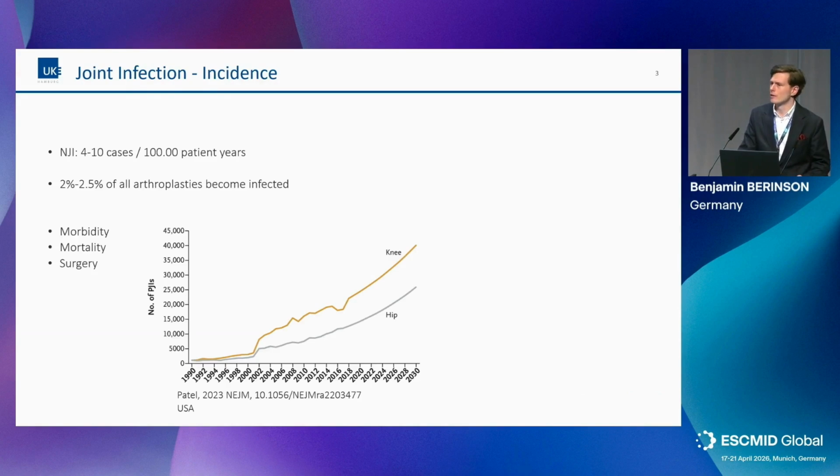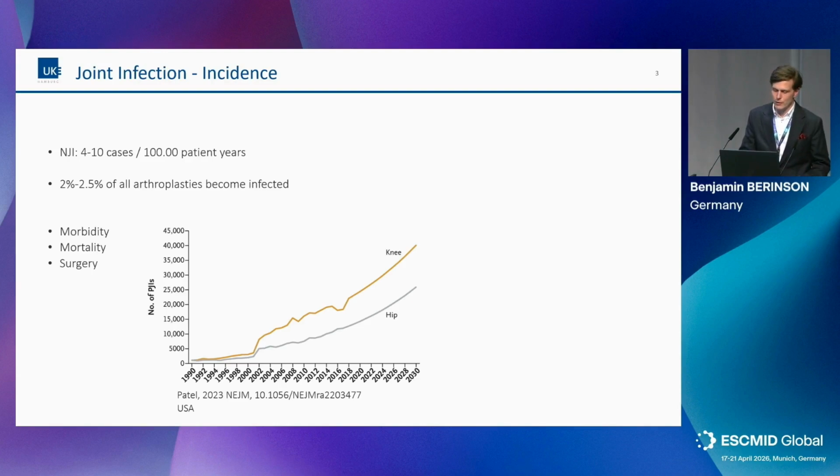Although joint infections are probably not the most common disease, with native joint infections having 4 to 10 cases per 100,000 patient years, and in PJIs, more or less 2% to 2.5% of all arthroplasties becoming infected, it's still a very relevant disease since it has a very high morbidity and mortality, and is also often related with a high surgery rate, and obviously all the problems related to that.